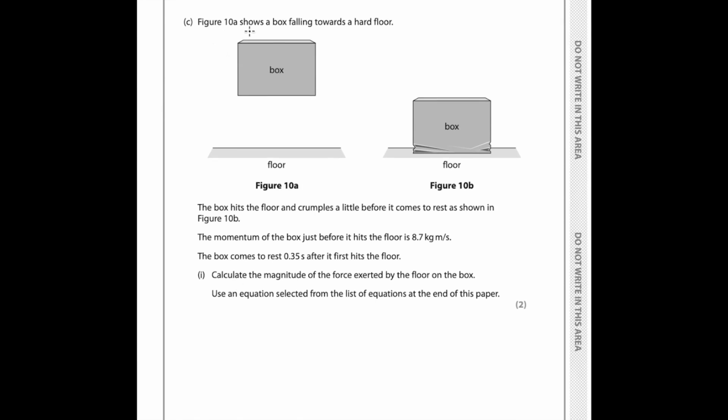Question C. Figure 10A shows a box falling towards a hard floor. The box hits the floor and crumples a little before it comes to rest as shown in figure B. The momentum of the box just before it hits the floor is 8.7 kilograms meters per second. The box comes to rest in a time of 0.35 seconds after it first hits the floor. Calculate the magnitude of the force, so that's our target, the force, exerted by the floor on the box. Use an equation selected from the list of equations at the end of this paper.